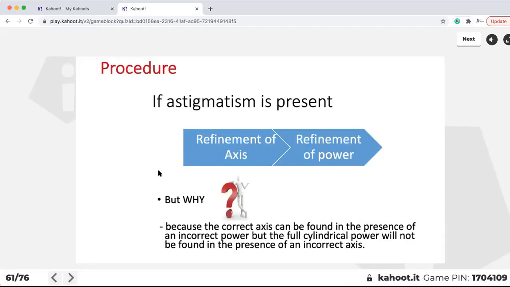And for the cylinder, you do the cross cylinder, and we mentioned that if there is astigmatism, the patient's astigmatism should be corrected in the order of axis first, followed by the power.